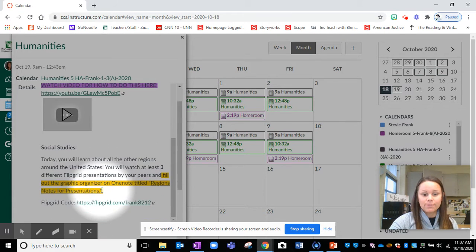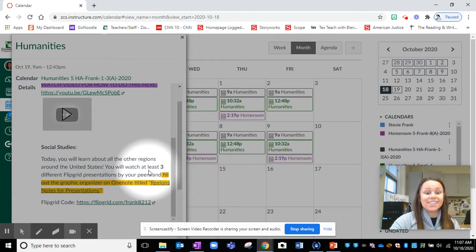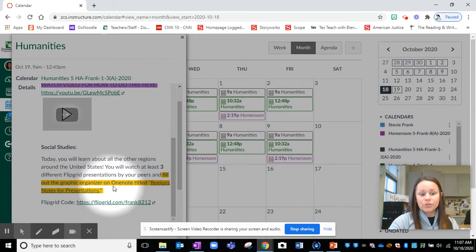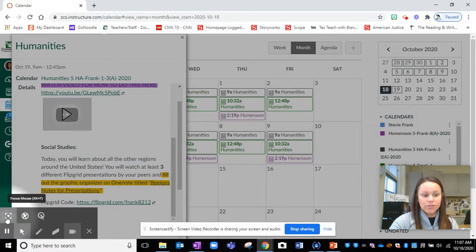Today, you're going to be learning about the other three regions around the United States. You're going to watch at least 3 other Flipgrid presentations by your peers and fill out the graphic organizer on OneNote titled Regions Notes for Presentations. Okay, so I'm going to show you here what that looks like.